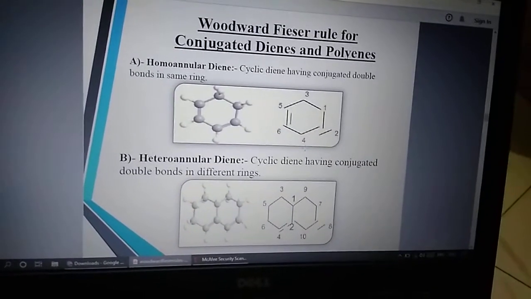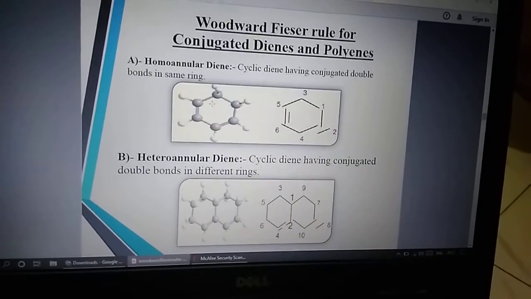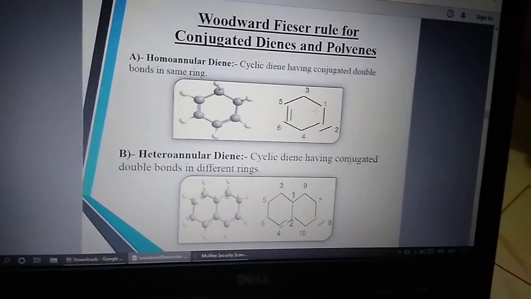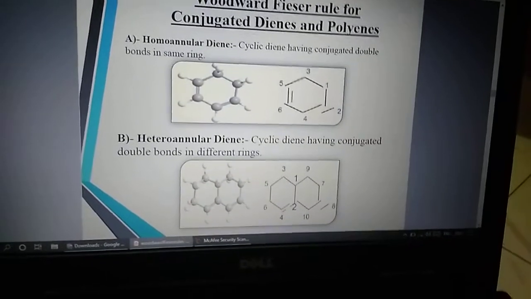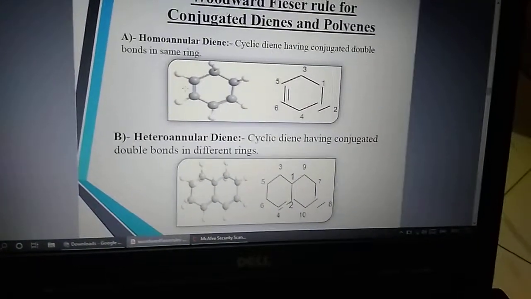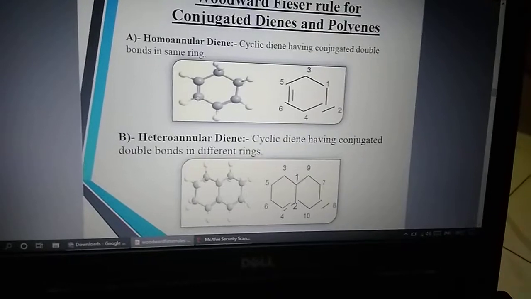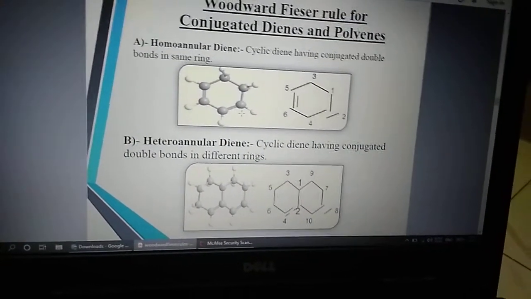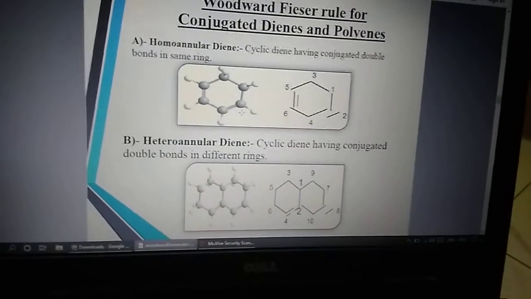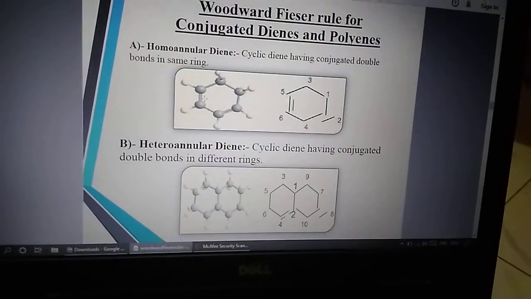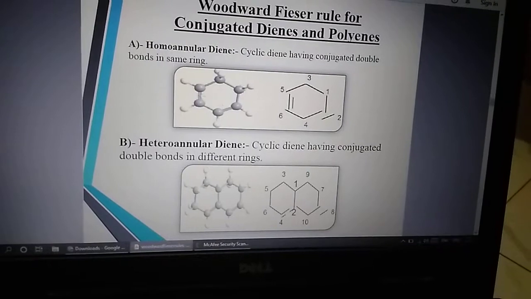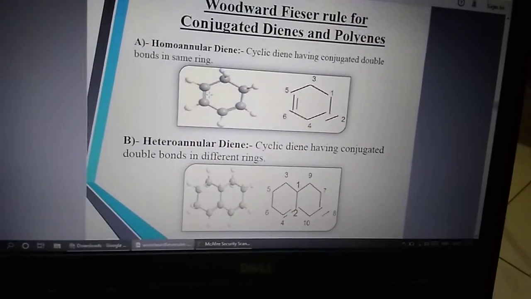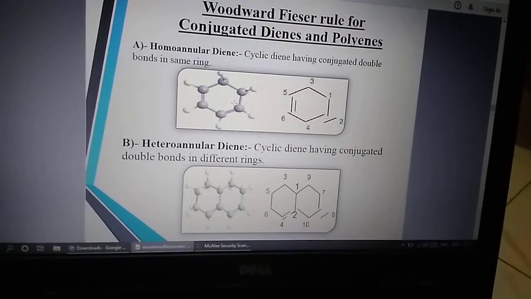A homoannular diene is one where both the double bonds are present within the ring structure. Here the structure is changed a bit, but in the actual structure the double bond is present here and the double bond is present here. So a homoannular diene is nothing but a cyclic diene having conjugated double bonds. I already said conjugated means alternate double bonds. So when the double bonds are present within the ring structure, that is called a homoannular diene.